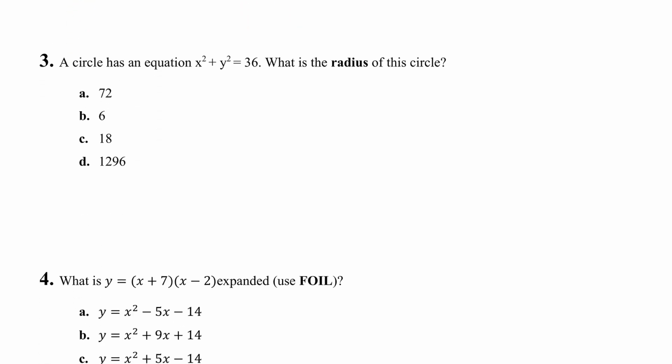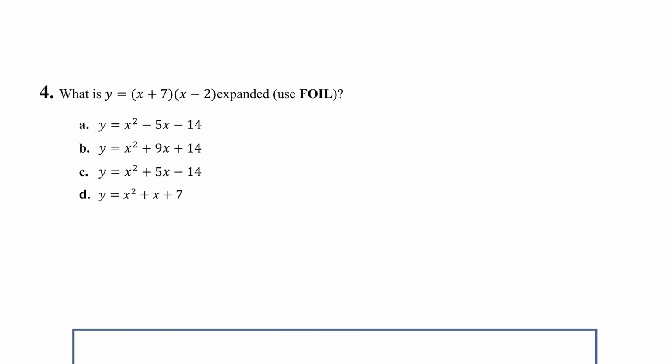It says a circle has an equation of x squared plus y squared equals 36. What is the radius? Just like last question, the equation for a circle centered at the origin is x squared plus y squared equals the radius squared. So I can see from this equation that 36 is what the radius squared is equal to. To solve for the radius, I could square root both sides, and I'll see that the radius is equal to 6. So B is the answer for number 3. Moving on to number 4.